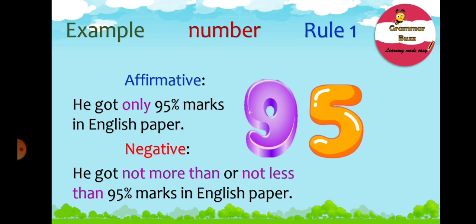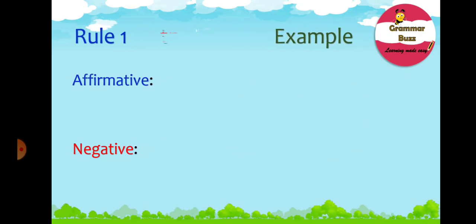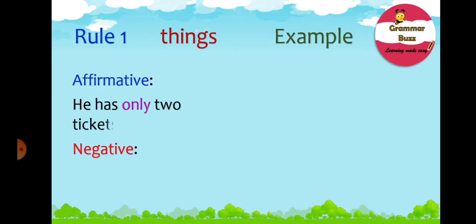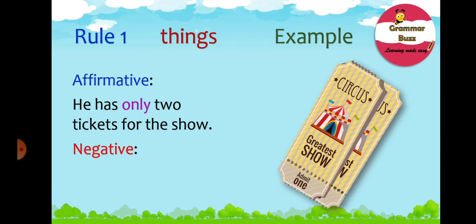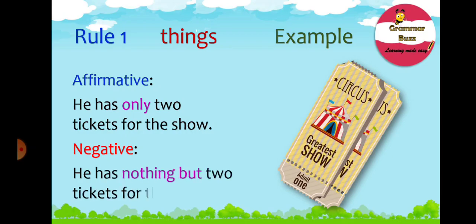Moving on with the following example. This is in case of things. He has only 2 tickets for the show. Converting this affirmative to negative, it becomes he has nothing but 2 tickets for the show. Take note, nothing but is used in case of things, and tickets are things.